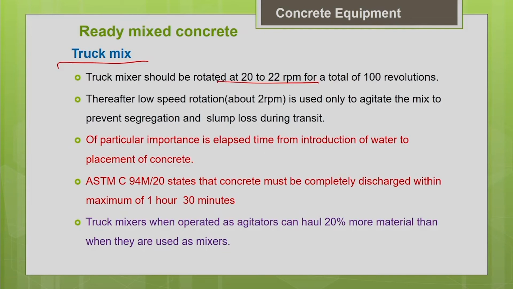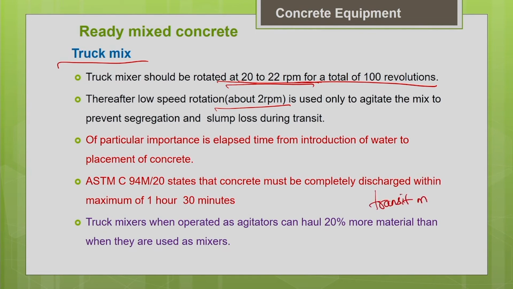Then only you can get the homogeneous mix, and you should rotate it for at least 100 revolutions at this particular speed. This will ensure homogeneous mixing of concrete, okay. So after this 100 revolutions, then you can rotate at a speed of only 2 rpm. That is just to agitate the concrete so that you can prevent the slump loss and you can prevent the segregation, okay.